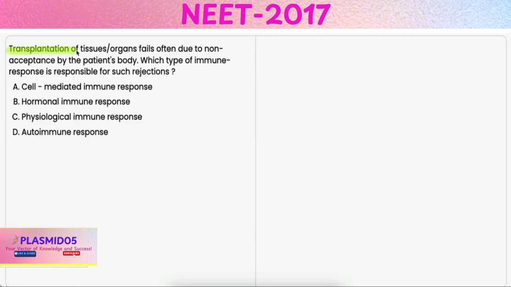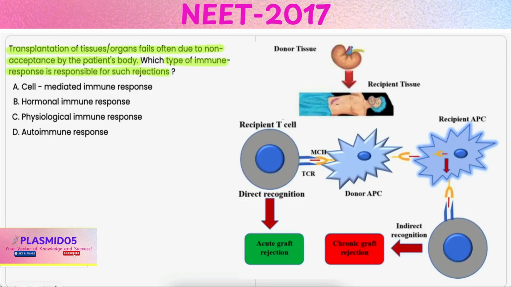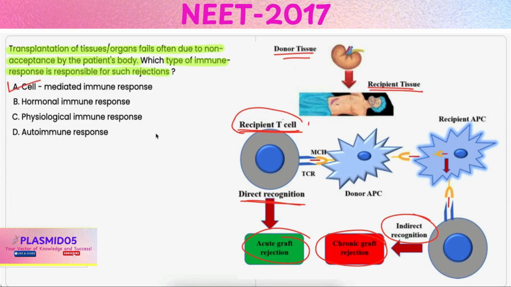Transplantation of tissues or organs fails often due to non-acceptance by the patient's body. Now, you have to identify the type of immune response that is responsible for such rejections. Option A, cell-mediated immune response. Now, transplant rejection occurs due to the activation of the T cell of the recipient, which recognizes the transplanted tissue or organ as foreign and starts attacking it. So, this is the key mechanism of cell-mediated immunity. Hence, it is the correct answer.